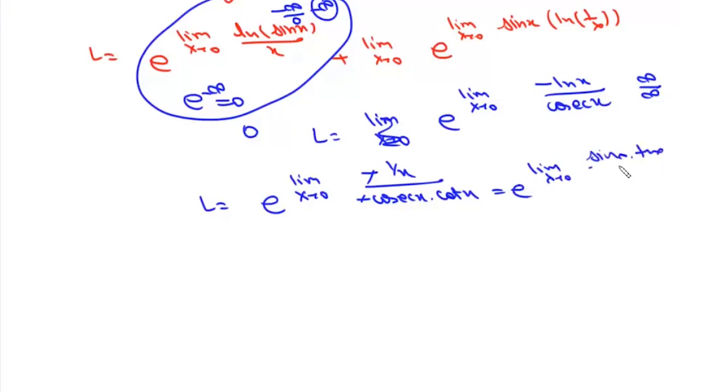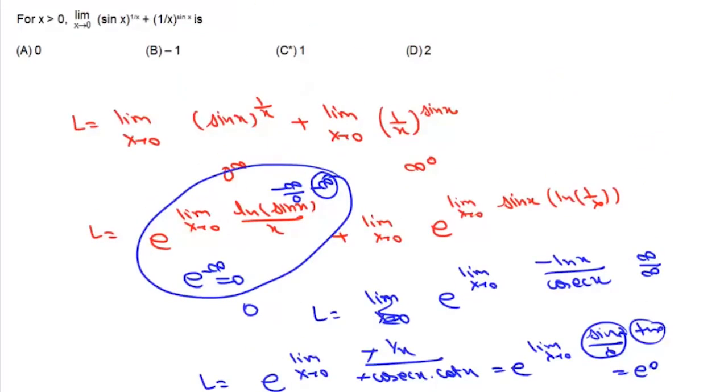So it will be e to the power limit x tends to 0 of sin x into tan x upon x. Sin x upon x is 1 and tan x is 0. So it will be e to the power 0. That means the value of this limit is simply 1. And that's your option C.